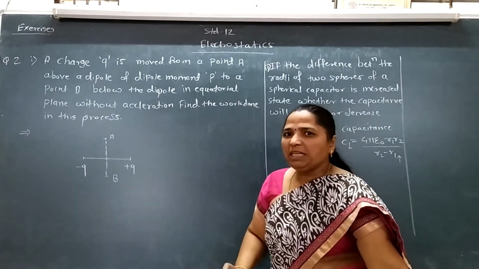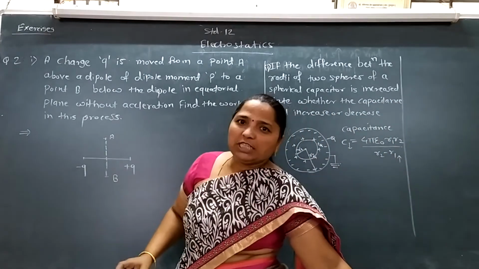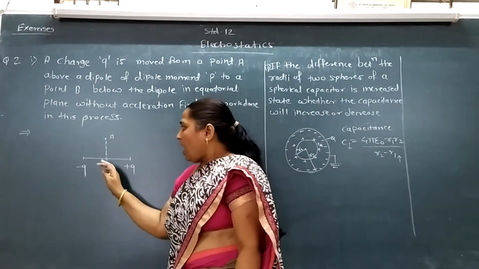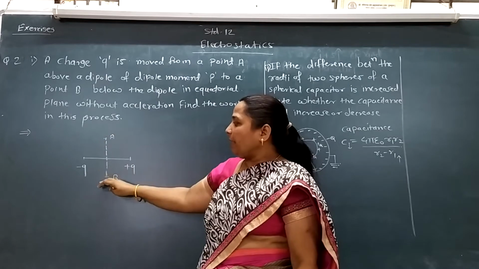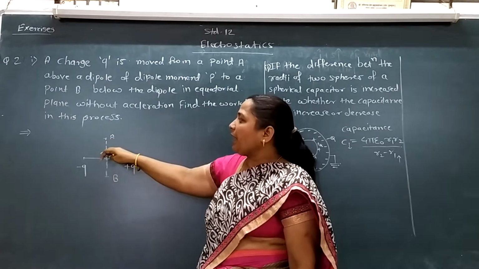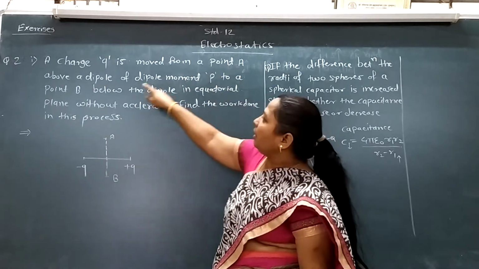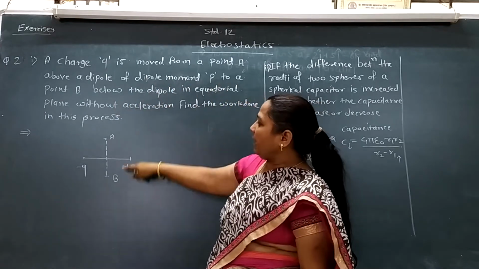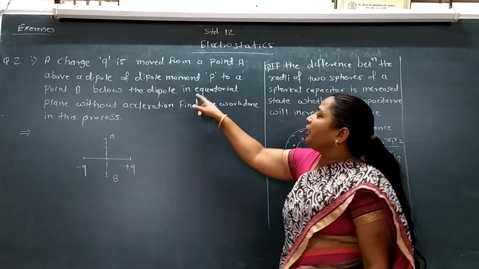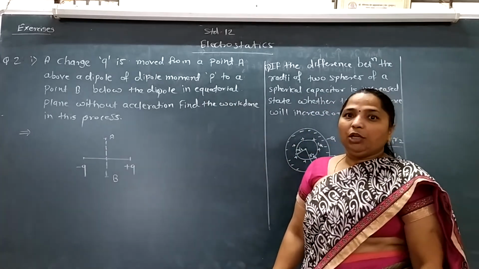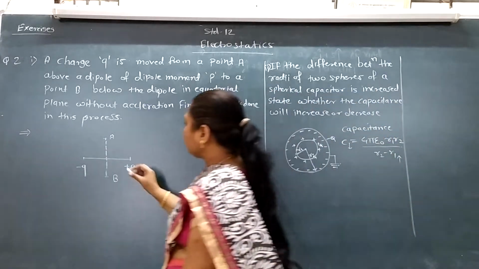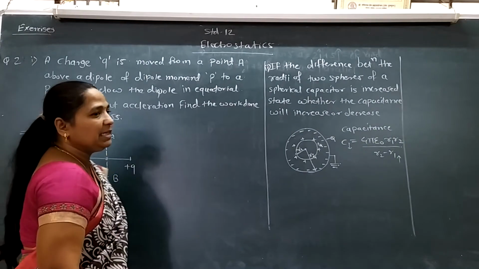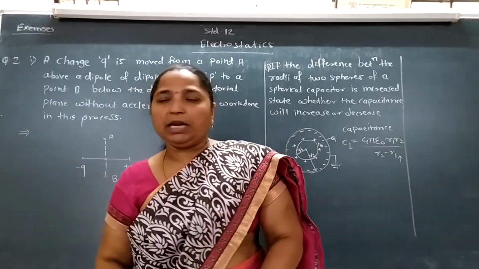Consider a dipole, meaning two equal and opposite charges separated by a finite distance, which form an electric dipole. Point A is situated above the dipole and point B is situated below the dipole, in the equatorial plane. The equatorial line is the line passing through the center of the dipole but perpendicular to the axis of the dipole.